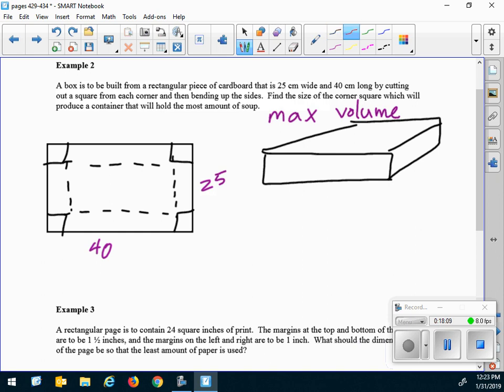First of all, I have to know what that is. I don't know how big that corner square is going to be. So what's this length right here? No, that length's not 40. This is 40, and I got 2 of them. And this length is, what's the height of the box?